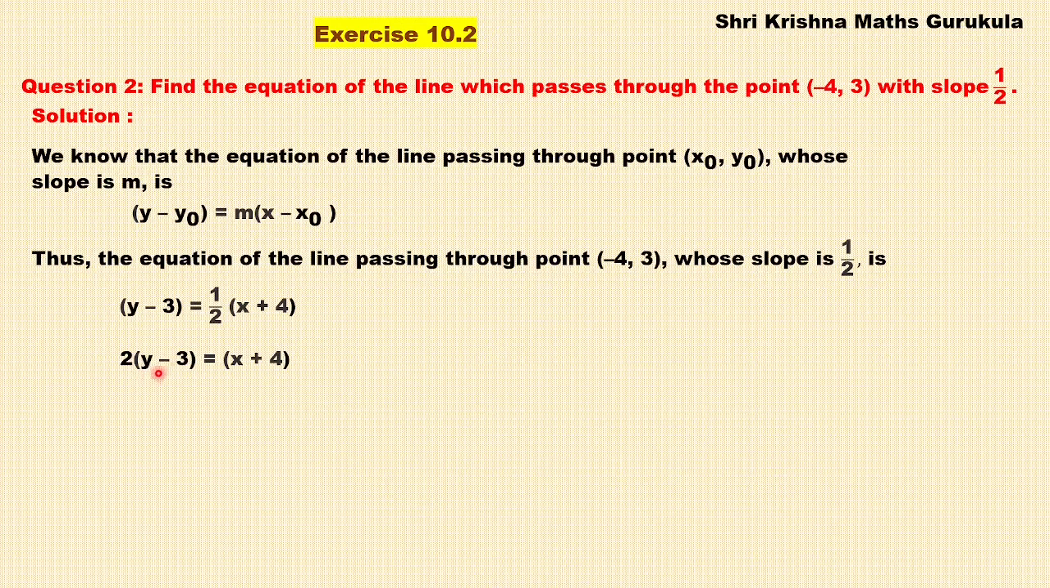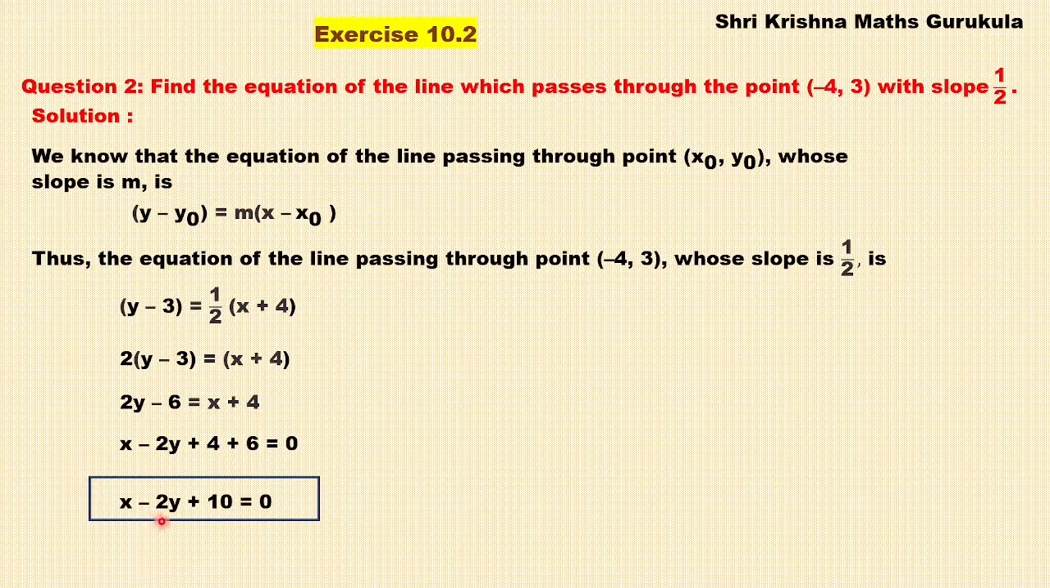Then it is 2 into y minus 3 is equal to x plus 4. 2y minus 6 is equal to x plus 4. Then x minus 2y plus 4 plus 6 is equal to 0, which is x minus 2y plus 10 is equal to 0. So this is the equation of the line.